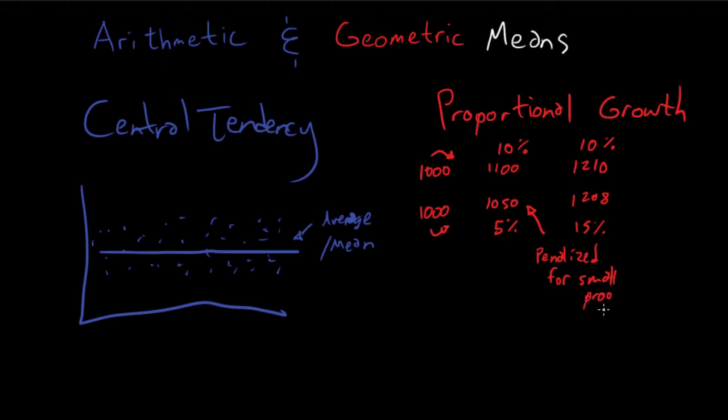So you're penalized more for small proportions than you are rewarded for the larger proportions. And that's important to keep in mind: when there is volatility between the returns, you end up with less. And that's actually quite an important lesson. So the proportional growth is what's important here.